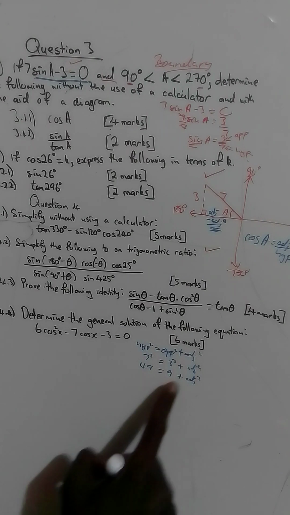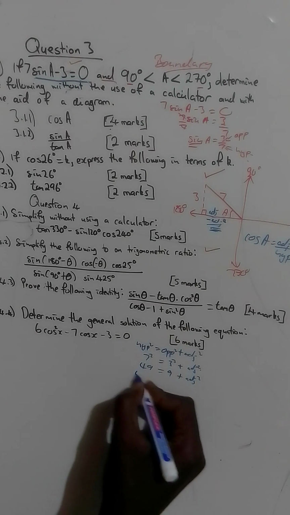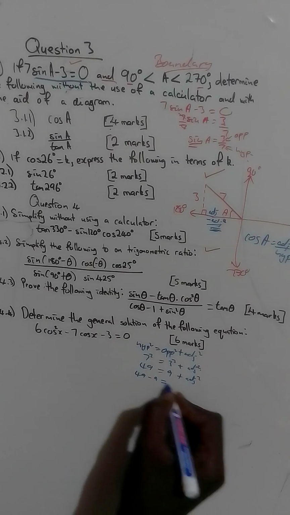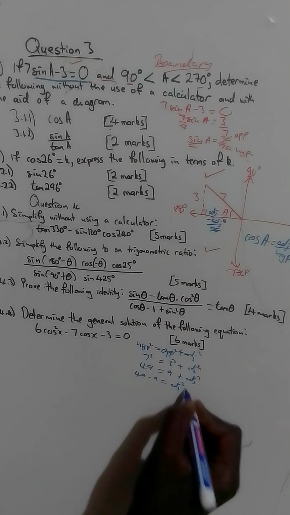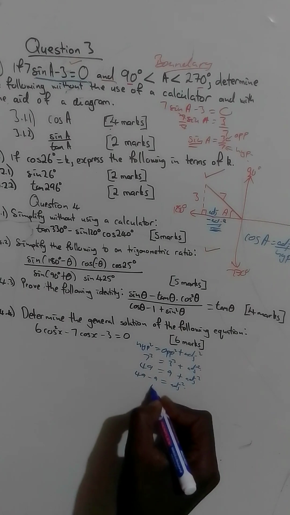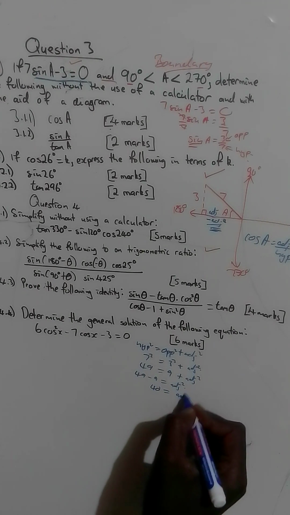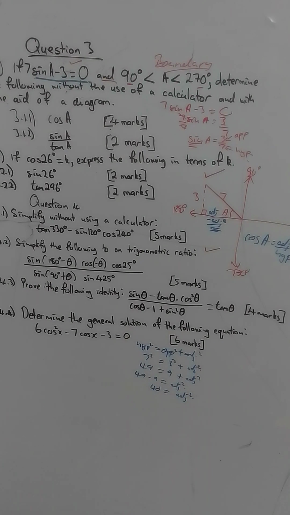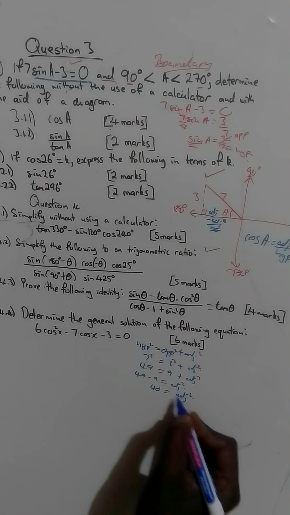Now what am I going to do? I'm going to transpose the 9. So now I've got 49 minus 9, which is equal to adjacent squared. 49 minus 9 gives me 40. So now I've got 40, which is equal to adjacent squared. Now I'm looking for adjacent, not the squared part.